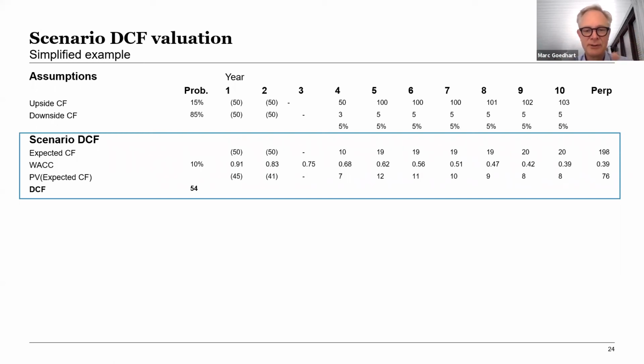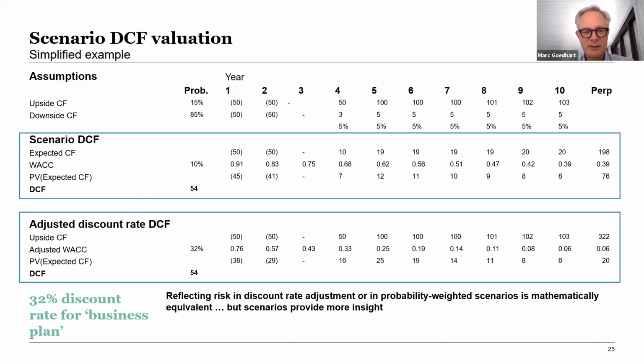Not the business plan. So the pure theoretic approach is exactly this scenario approach, weighting the cash flows, getting the expected value of the cash flow, and discounting this at a regular WACC, right? For a regular retailer, a regular booking agent, etc. And you get a DCF in this case of 54.